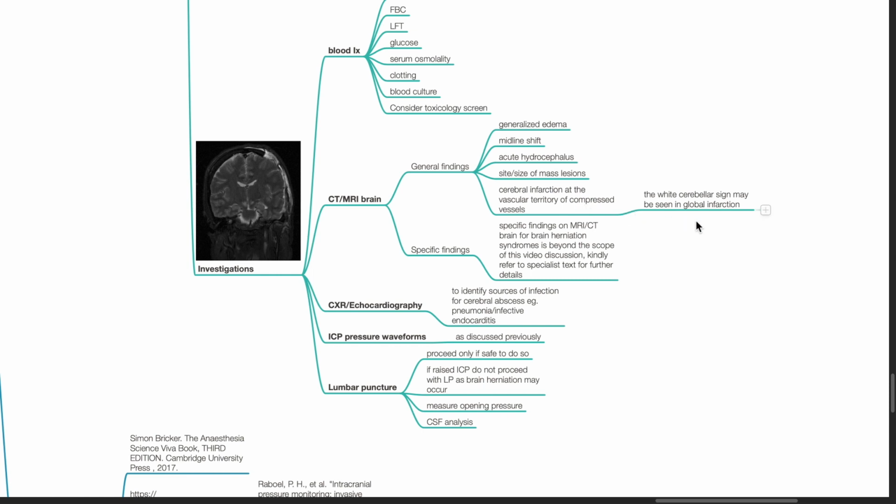The white cerebellar sign may be seen in global infarction. Specific findings for brain herniation syndromes are beyond the scope of this video discussion. Chest X-ray and echocardiography to identify sources of infection for cerebral abscesses if suspected, such as pneumonia and infective endocarditis. ICP pressure waveforms: kindly refer to Part 1 of intracranial pressure for further details. Lumbar puncture should not be done if raised intracranial pressure is suspected, as coning may occur.